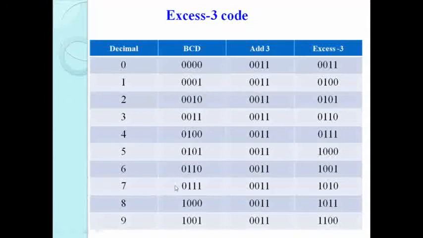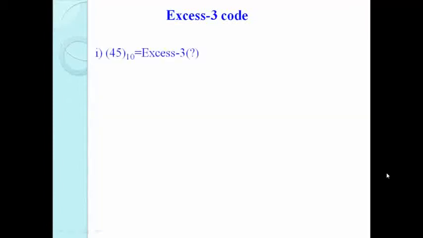Now 7, 0, 1, 1, 1. Add 3, 0, 0, 1, 1. So the equivalent excess 3 code for 7 is 1010. For 9, 1001 is the BCD code. Add a 3 to this BCD, so we get the excess 3 code 1100.